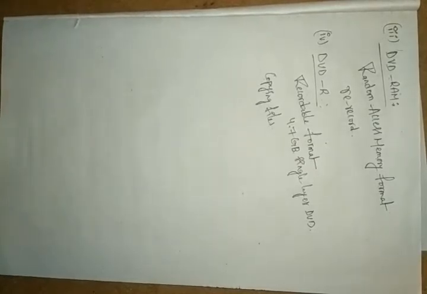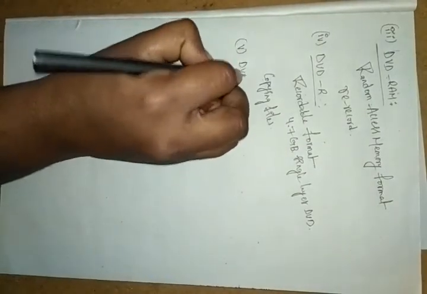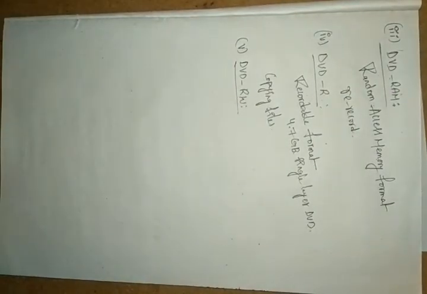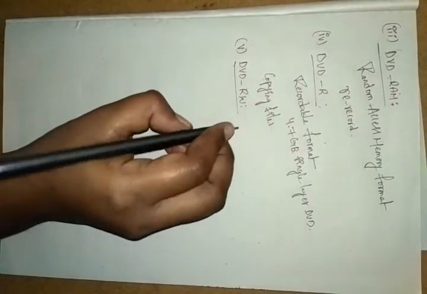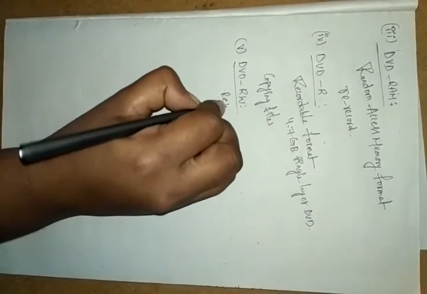Okay, and next we have the fifth one, DVD-RW. Here RW means rewritable. R means recordable, so RW means rewritable.